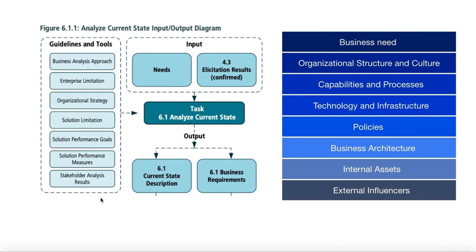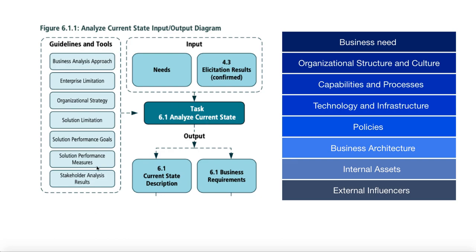If you see the BABOK guide, they have a flow for analyzing the current state. There are two things you need to take as input. One is the business need, and the second is all your elicitation results which have been confirmed. These elicitation results are the information you have gathered by different elicitation techniques, and you would use that information to analyze the current state.